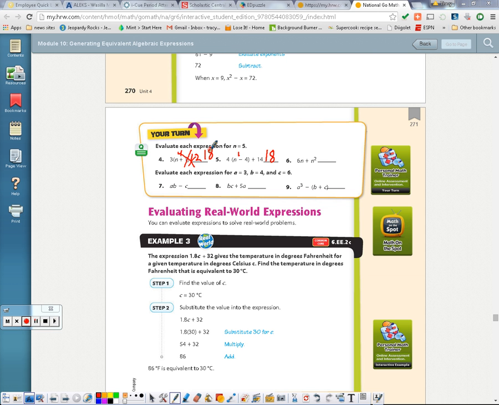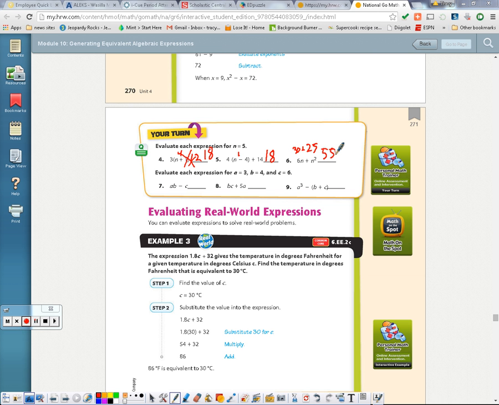Okay, so for number 6, 6n plus n squared. We know it's 5, so what's 6 times 5 is 30. But first you would have done the n squared because of the order of operations, so 5 times 5 is 25. So 30 plus 25 is 55.